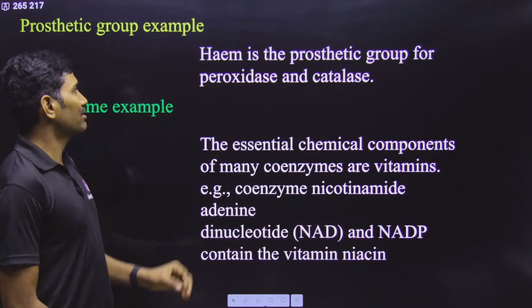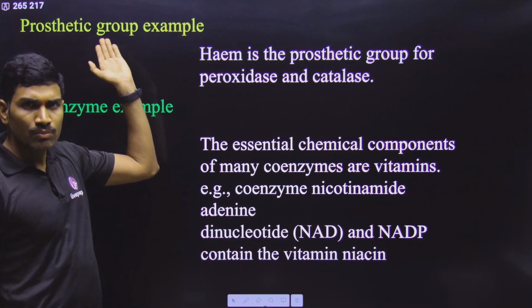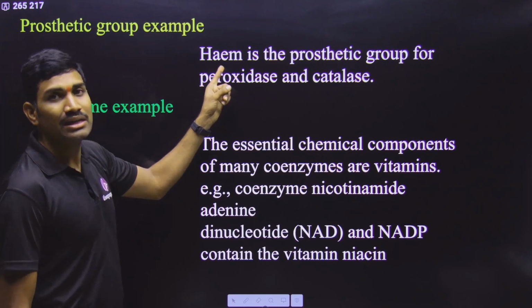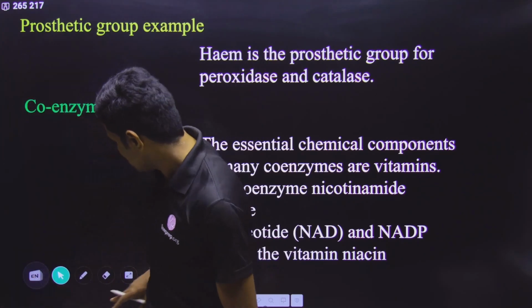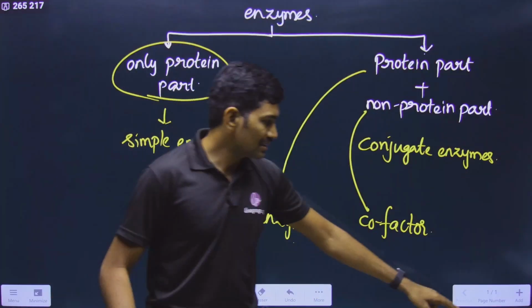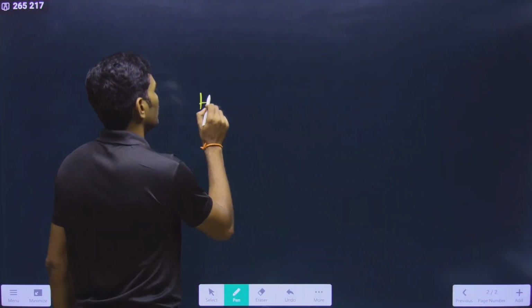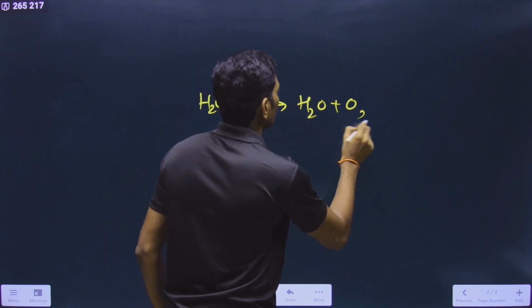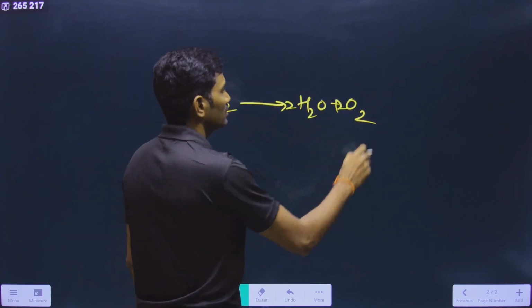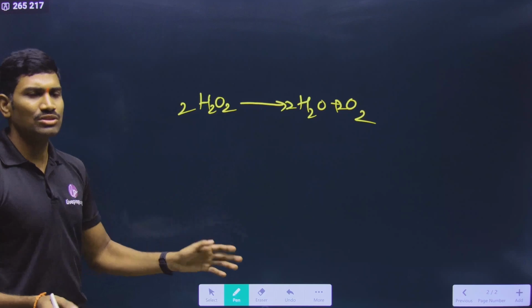In the NCERT, they have given some examples. The prosthetic group example is heme. Heme is the prosthetic group for peroxidase and catalase. What will peroxidase and catalase do? We already studied this reaction in the cell chapter: H2O2 is converted into H2O plus O2. This is the reaction.